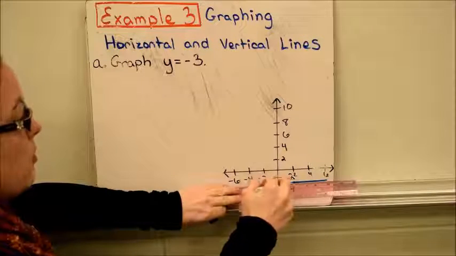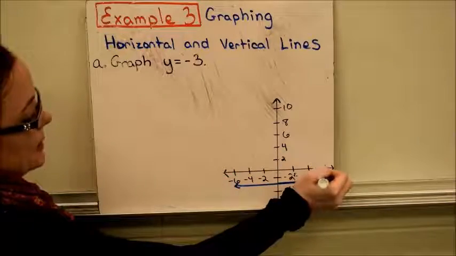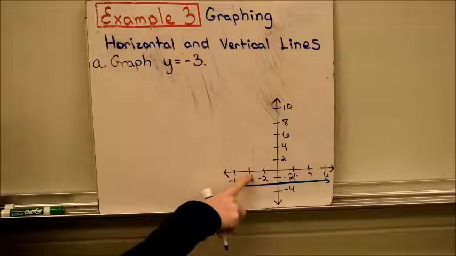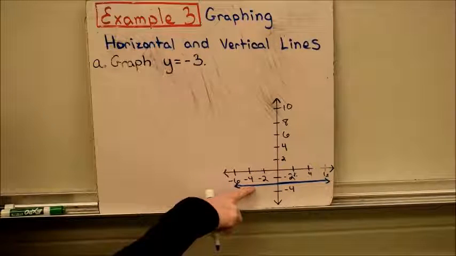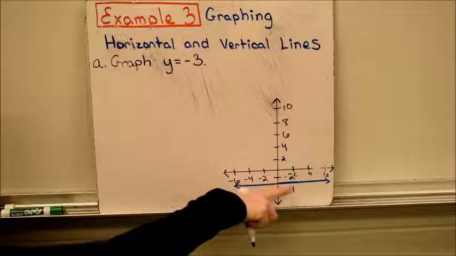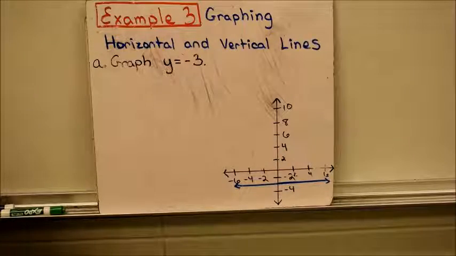where y is -3. It doesn't matter what x is in this case. Y is -3. If x is -4 here, y is -3. If x is 0, y is -3. If x is 4, y is still -3.